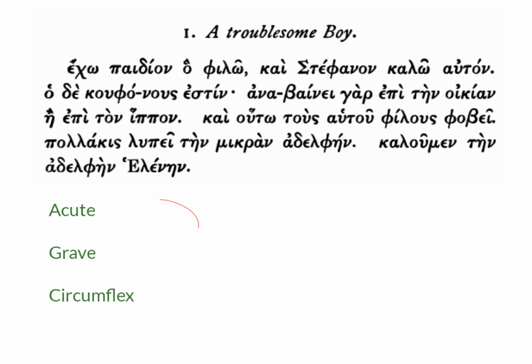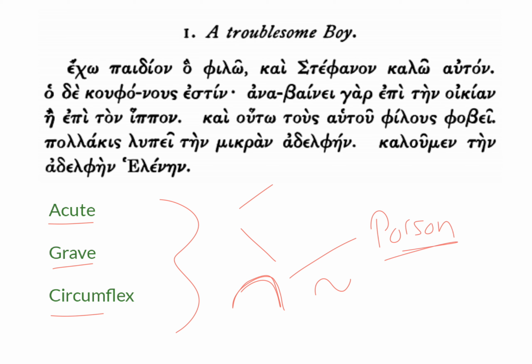As I mentioned before, the Greek language also has three accents, the acute, the grave, and the circumflex. These look like this. The acute goes up to the right, the grave down to the right, and the circumflex goes up and then down. Some texts will write a circumflex in a way that looks like a tilde, like so. But this one is called the Porsonic circumflex, named after Richard Porson, the English classicist, who developed this version of the circumflex.